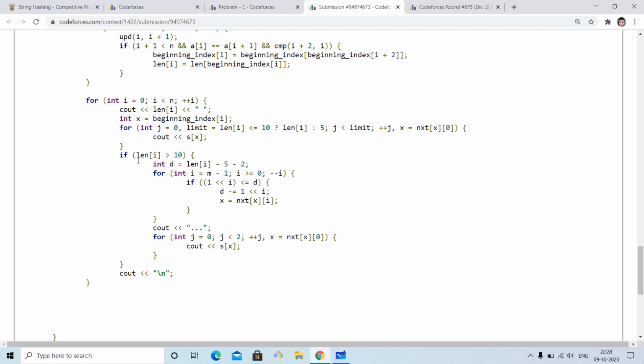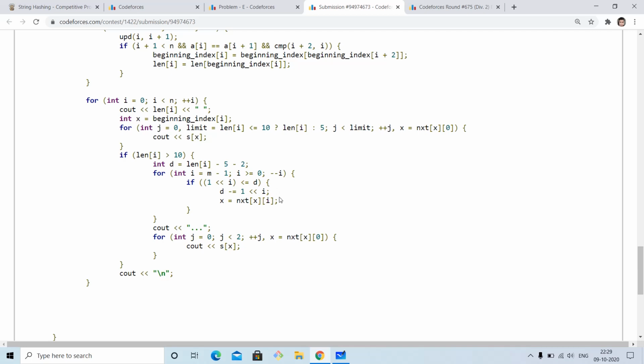After that, the extra length, if there is extra length beyond 10, because we have to output the other two characters as well, we have to subtract those other two from the length. So these are the additional characters. We have to erase those characters. But how are we going to erase this? We're going to erase this using the power of 2. So using the power of 2, we're going to decrease this value.